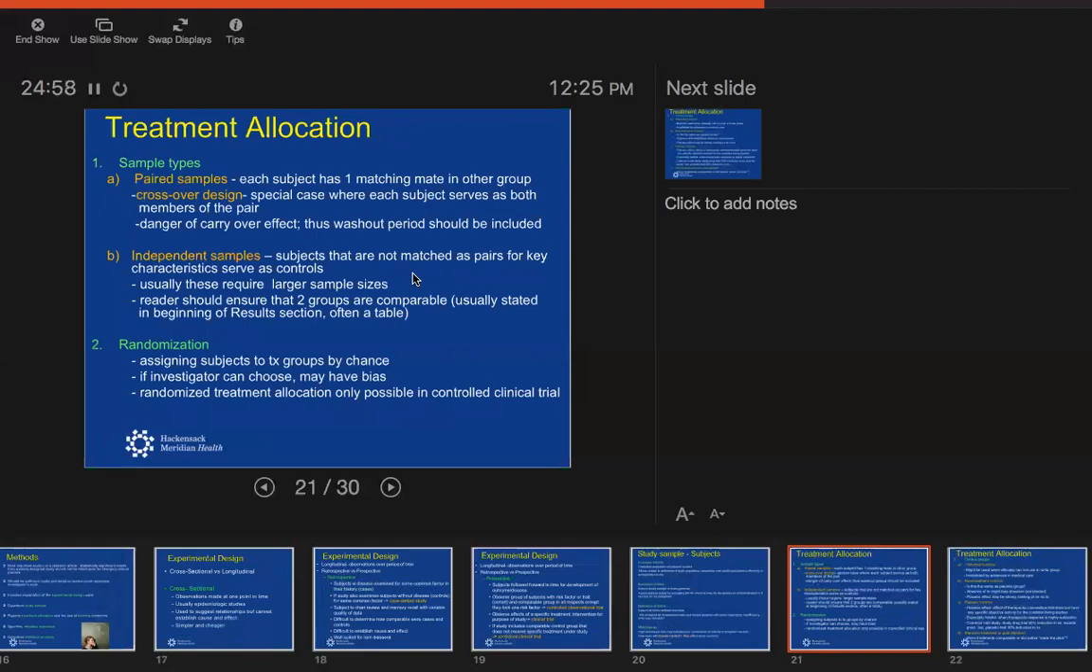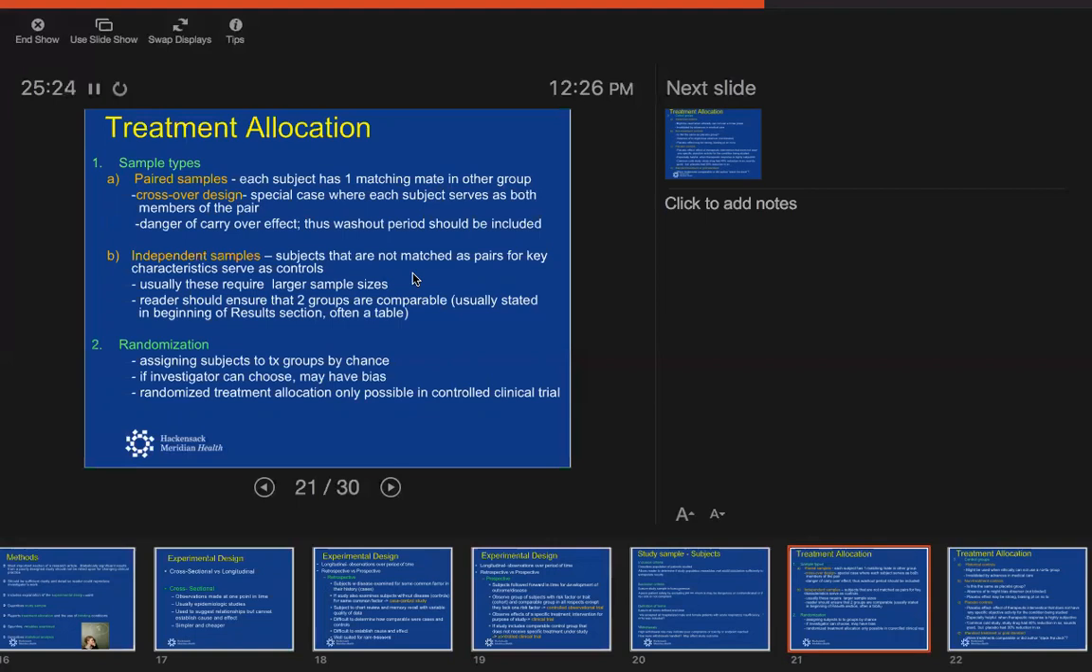The next part is how the treatment was allocated, and there are a number of different ways this can be done. By sample types, by paired samples, so that each subject in the study has one mate that's also in the study and in a different treatment group. And so they're matched as closely as possible.